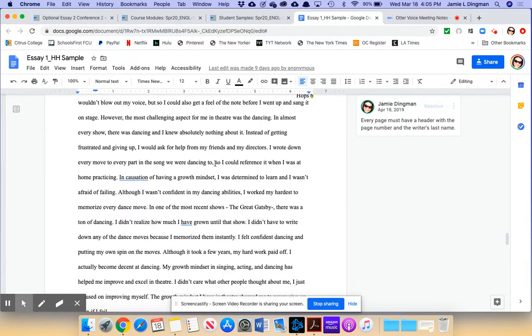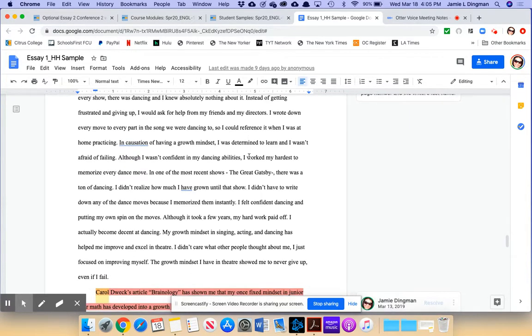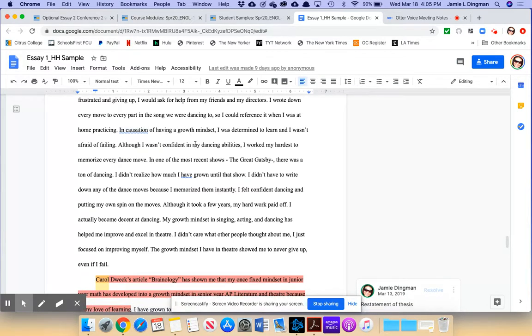However, the most challenging aspect for me in theater was the dancing. In almost every show, there was dancing, and I knew absolutely nothing about it. Instead of getting frustrated and giving up, I would ask for help from my friends and my directors. I wrote down every move to every part in the song we were dancing to so I could reference it when I was at home practicing. In causation of having a growth mindset, I was determined to learn and I wasn't afraid of failing. Although I wasn't confident in my dancing abilities, I worked my hardest to memorize every dance move.